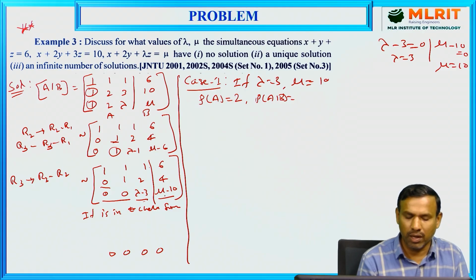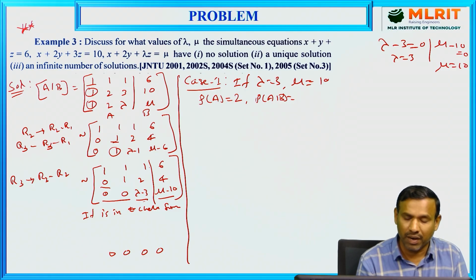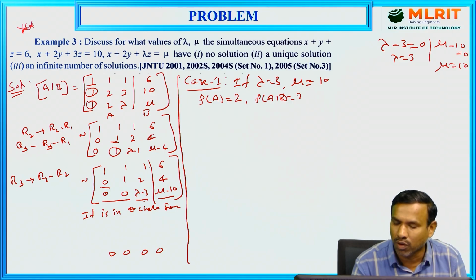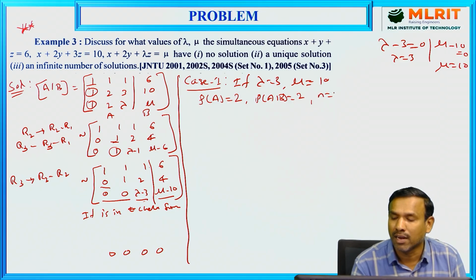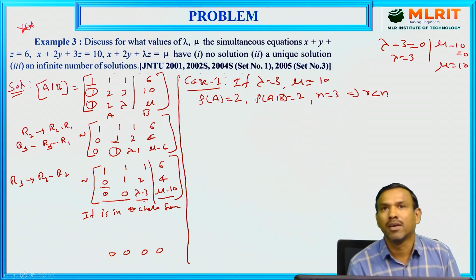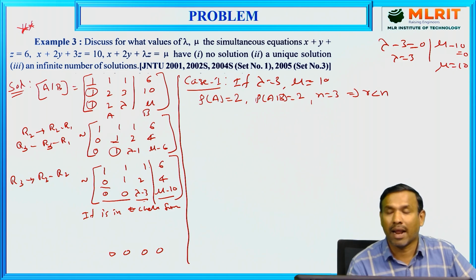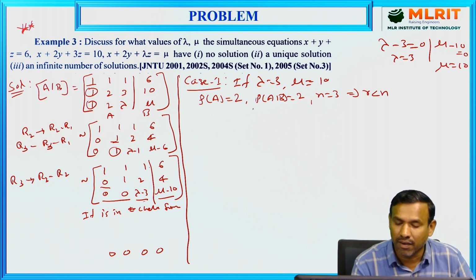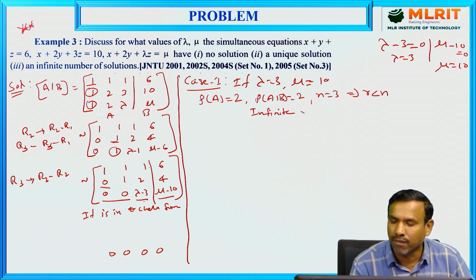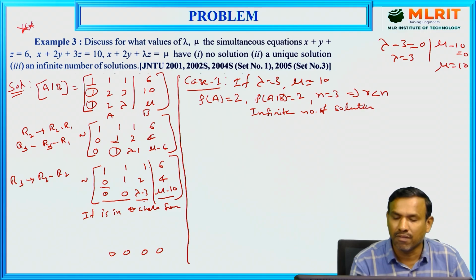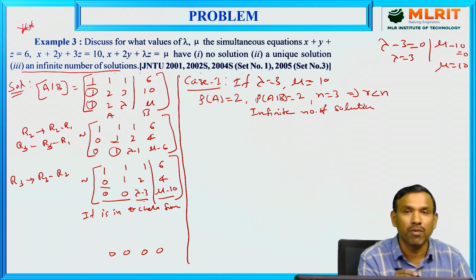So here mu is equal to 10, this also becomes 0, and lambda is equal to 3, this also becomes 0. So definitely the last row is a 0 row, that is, rank of A and rank of A by B are equal to 2. But the unknowns are 3. Here rank is less than n. When rank of A and rank of A by B are equal but less than the number of unknowns, that is called rank less than n. Then the system has an infinite number of solutions. That is given in the third case, infinite number of solutions.